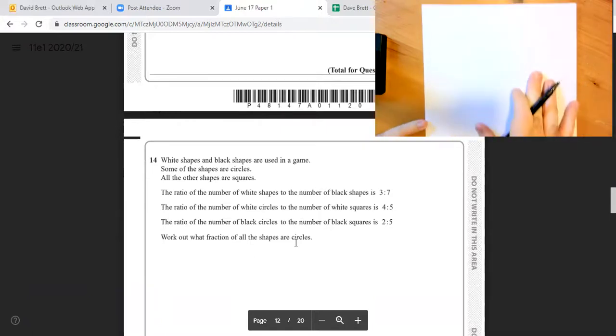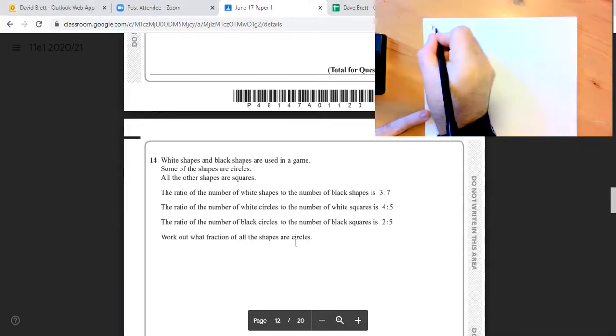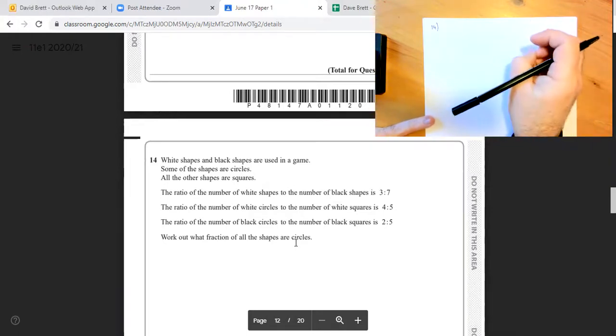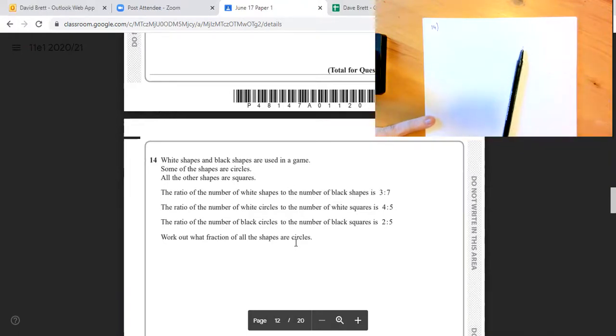Okay, so question 14. White shapes and black shapes are used in the game. Some of the shapes are circles, some of the shapes are squares. The ratio of the number of white shapes to the number of black shapes is 3 to 7. The ratio of the number of white circles to white squares is 4 to 5. The ratio of black circles to black squares is 2 to 5. Work out what fraction of the shapes are circles.